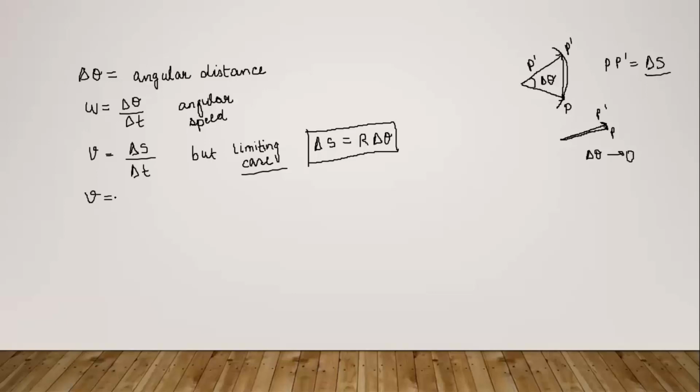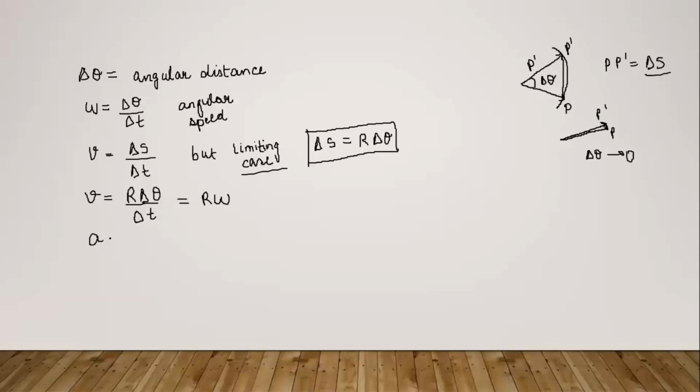So when we put this value of delta s, it will become r delta theta by delta t. And previously we had seen that delta theta by delta t was called the angular speed. So we can call it r omega. This w is known as omega. That is the symbol for the angular speed. It is used everywhere.